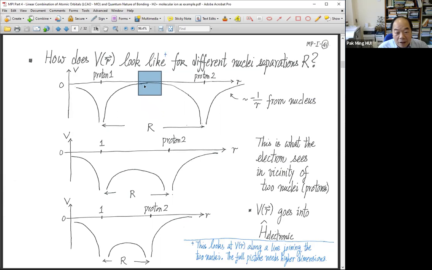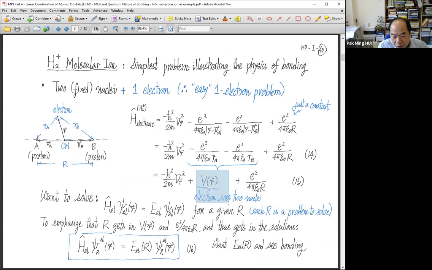However, if the separations are closer, so this is a different R, closer, as I said, -1/r added to another -1/r, this will be more negative in the middle, okay? Even closer, then you see the V of r becomes different, okay? So do you get this one? So this is the V of r that goes into the Schrödinger equation, okay?